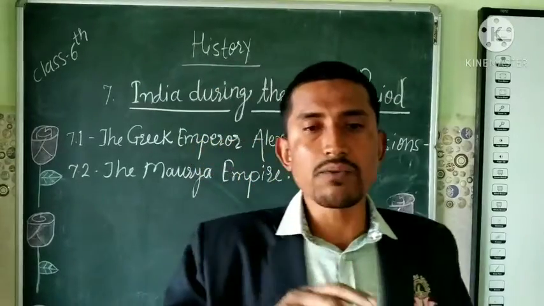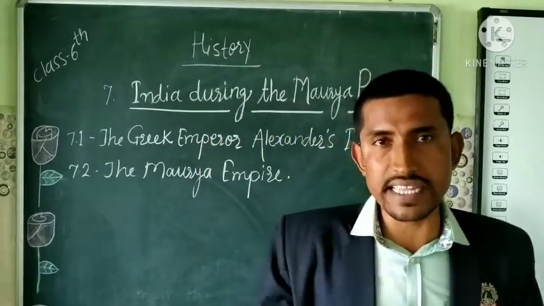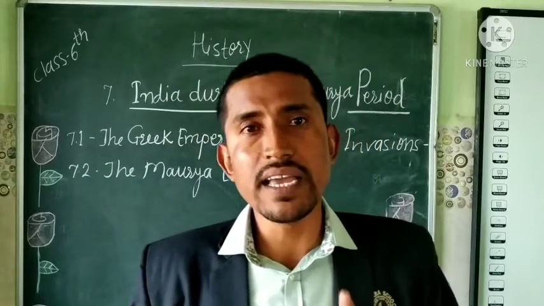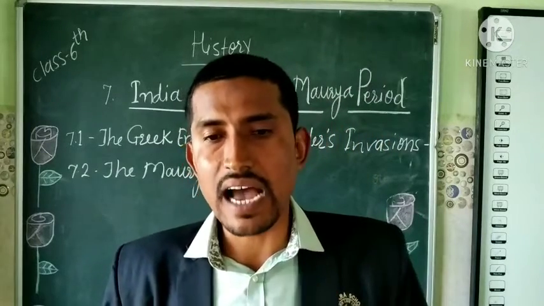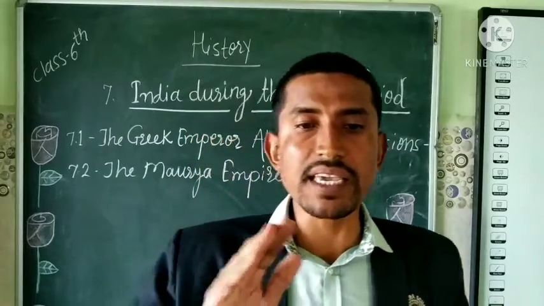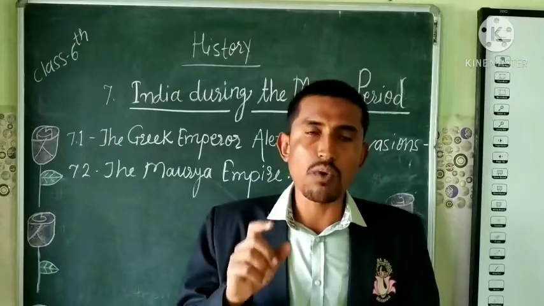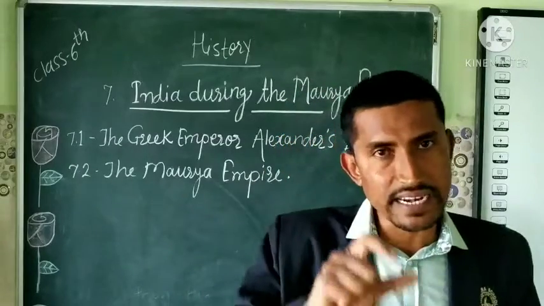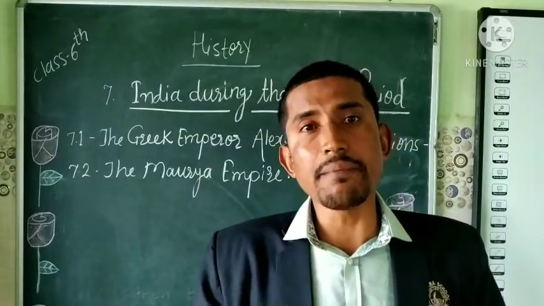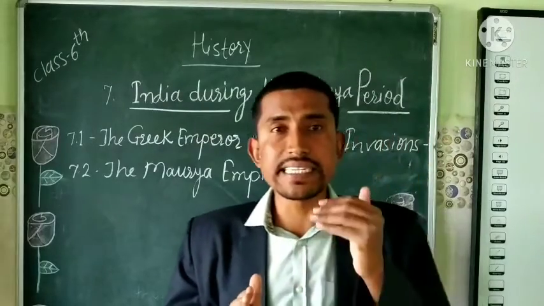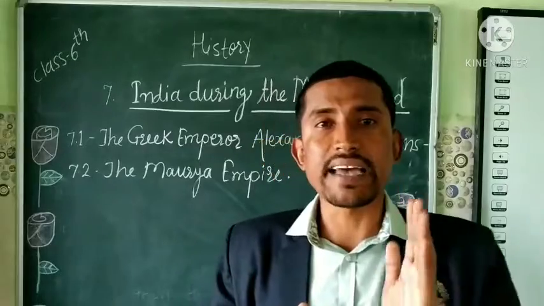So among that one was Seleucus Nicator. Seleucus Nicator, who was Alexander's general of army. Seleucus Nicator was a general of Alexander's army. He became the king of Babylon. Seleucus Nicator, who was general of Alexander's army, became a new king of Babylon after the death of Alexander.